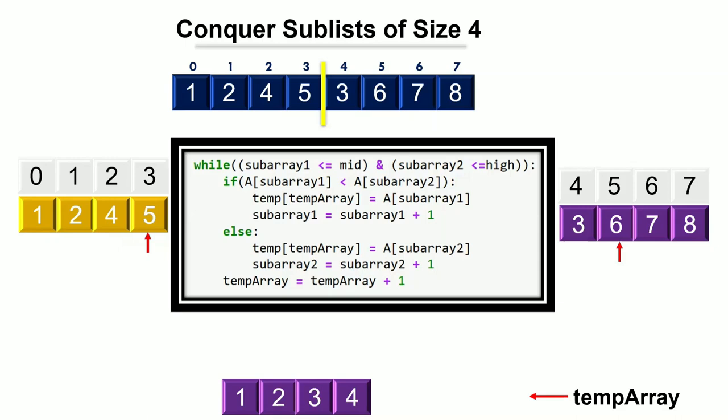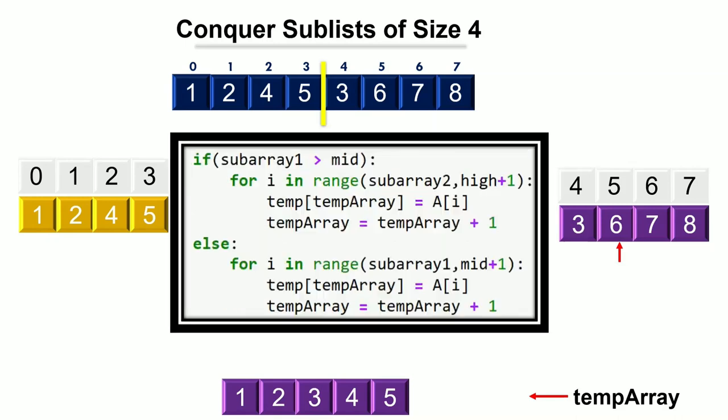We check 5 and 6. 5 is a smaller value than 6, so 5 is written into the temporary array, and the value in subarray 1 is moved. Now we have completed all the elements in the left sublist. So we now move to the second part of the algorithm, in which one part of the sublist has already been conquered and the second part of the sublist still has elements. All we do is write the elements in the second sublist to the temporary array.